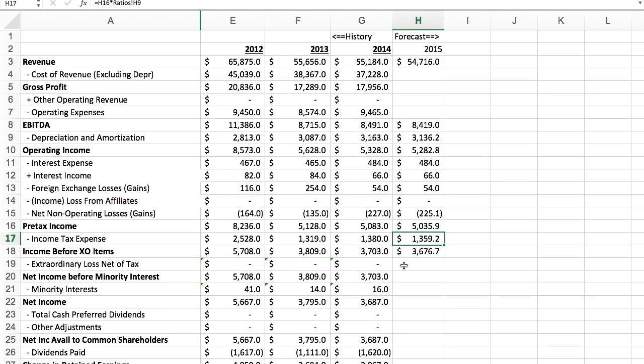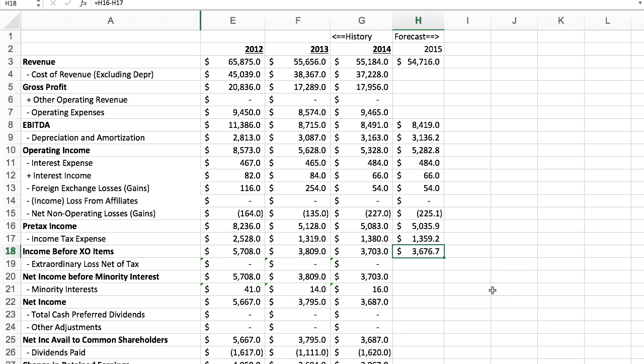And if you're looking for help, as I said, you can see what I did in 2014. I'm basically doing the same formulas in 2015. So we're not forecasting things, I'm adding and subtracting things together. Yes? What's your income tax expense number? 1359.2. Getting me income before extraordinary items of 3676.7.